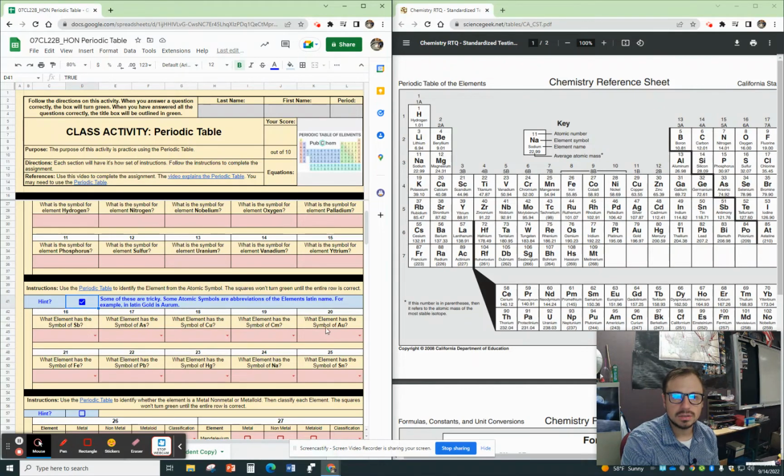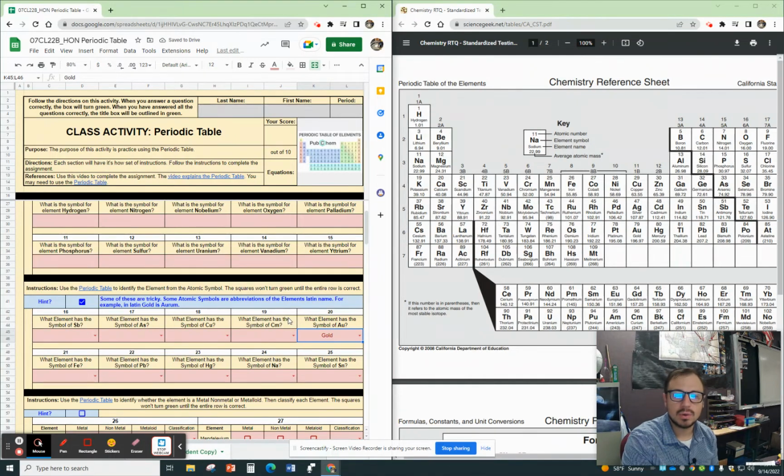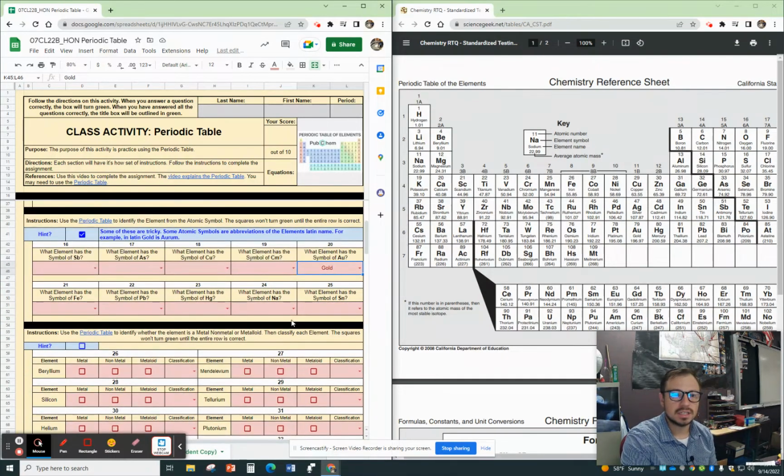So let's go to number 20. What is the element that has the symbol AU? If we look on our periodic table, look in group 11, you can see here AU is gold, right? So some of these are tricky. There's a drop-down menu that has all of the elements in alphabetical order. So I put gold there. Notice it did not turn green because I have not done the entire row.